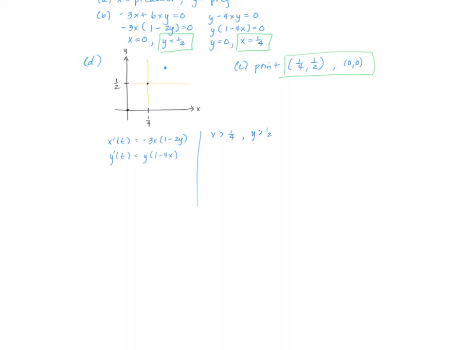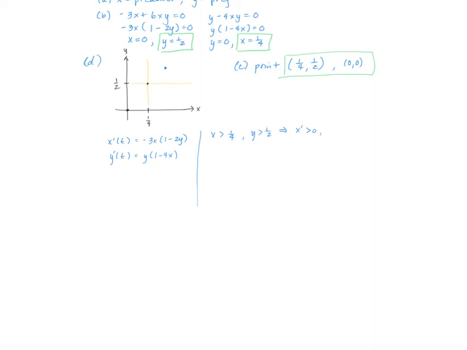If we put values of x greater than 1/4 and values of y greater than 1/2, what happens is the derivative with respect to x is going to be greater than 0. So if you look at the derivative of x, if x is greater than 1/4, it's going to be a negative times a negative if y is greater than 1/2. Negative times negative is positive.